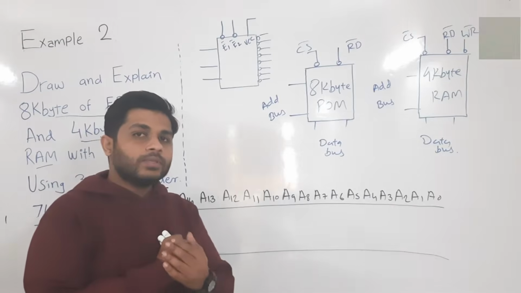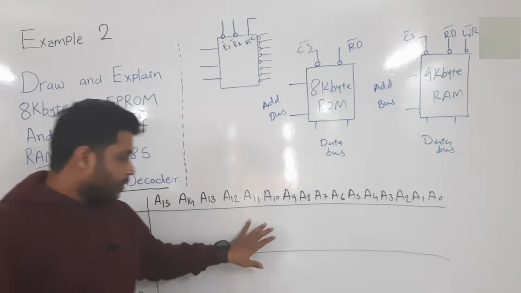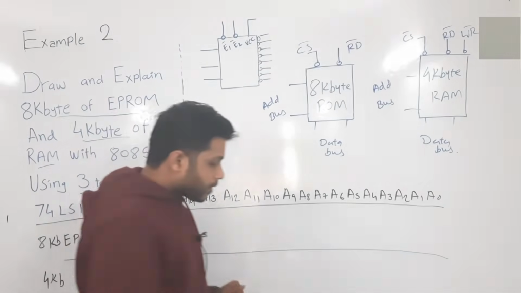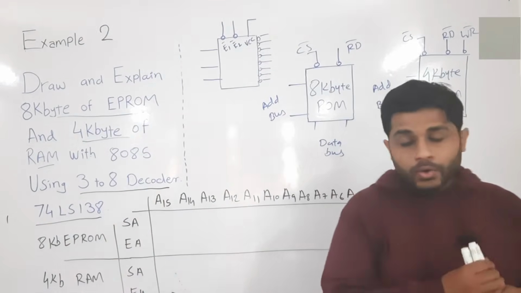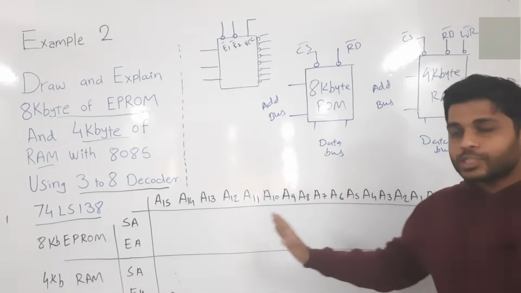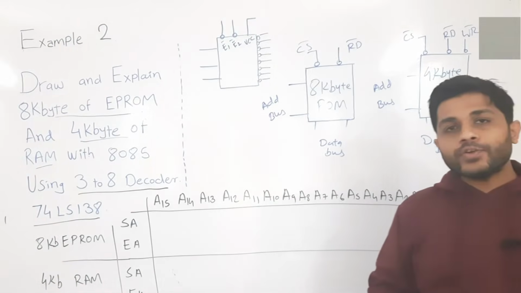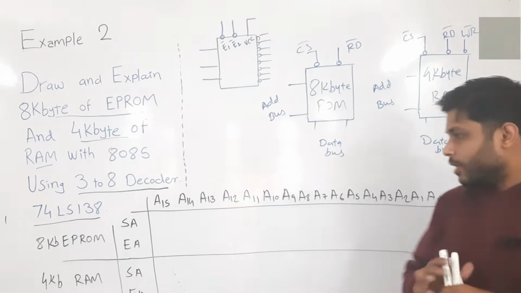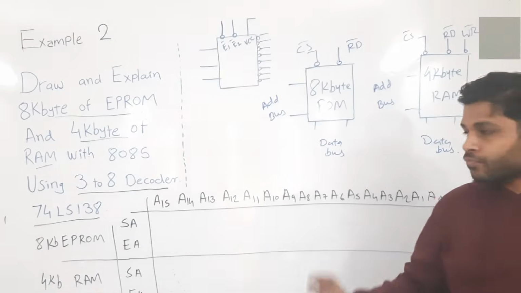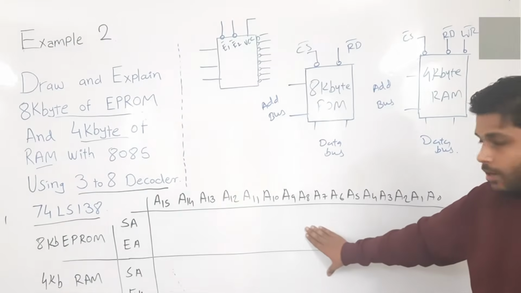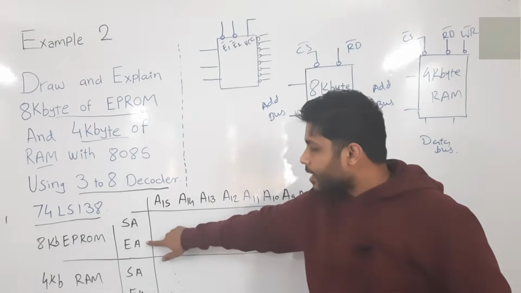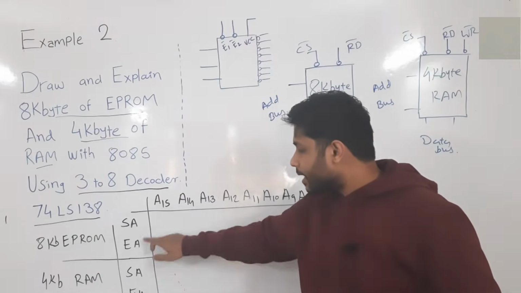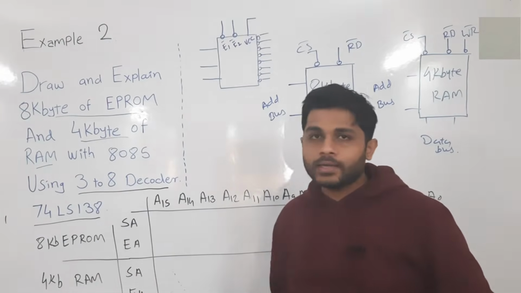Okay students, now the memory map table is present on the board. You can see different things in the memory map table, such as the address bus, which is A0 to A15. If you remember, for the microprocessor 8085, the length of the address bus is 16 bit, so A0 to A15, total 16 bit. Using the memory map table, we are going to find the starting address and the ending address of 8 KB EPROM, as well as the starting address and the ending address of 4 KB RAM.